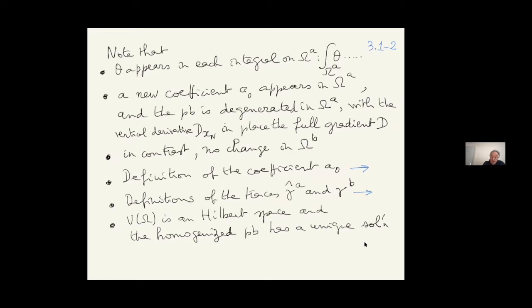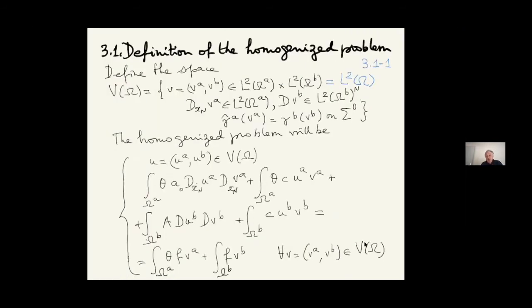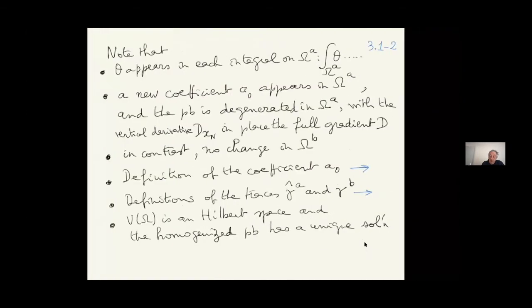I do that now. If you believe me that V, with the definition of the traces, is a Hilbert space, the homogenized problem has a unique solution. This is a non-classical problem, because this is a transmission problem between omega A and omega B. In the above part, we have a degenerate problem because only the vertical derivatives take place. And in the below part, we have a classical Laplace equation for a classical Laplacian.